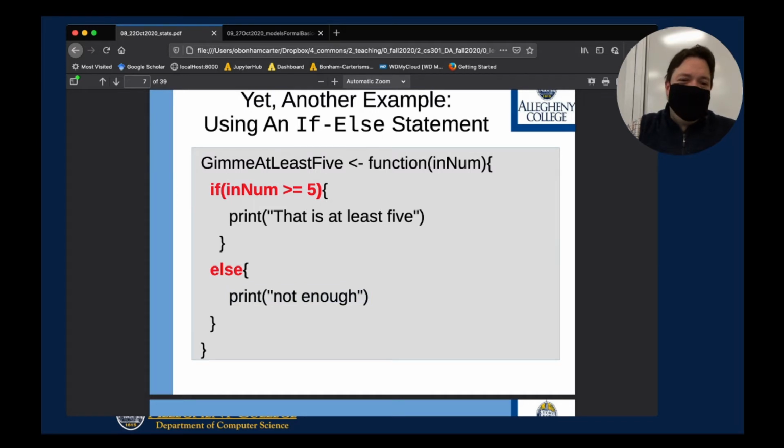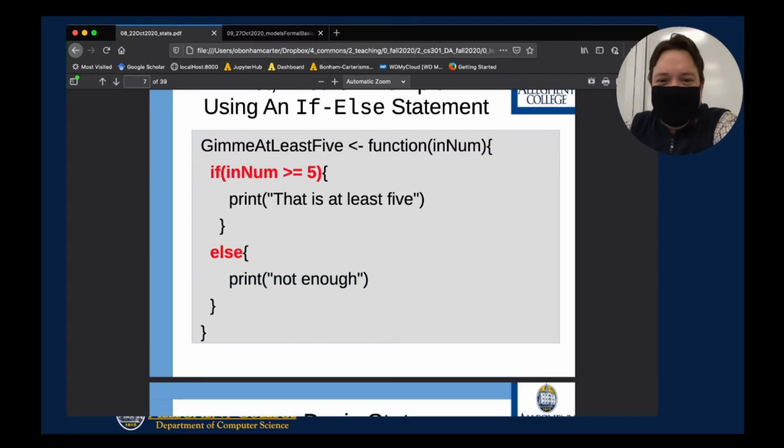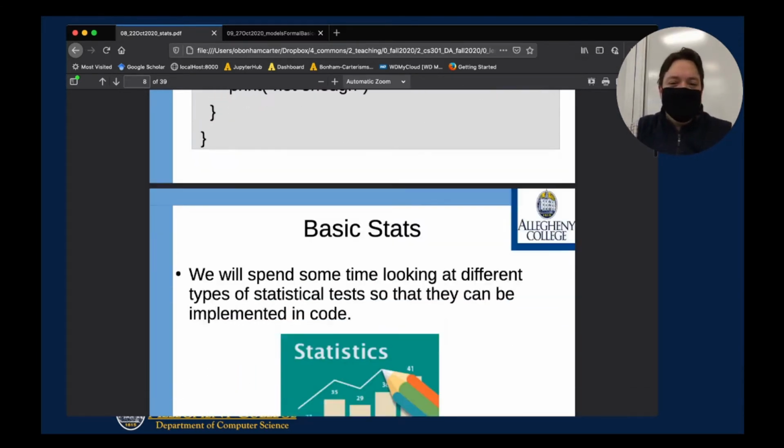So either your function checks this thing, and if that's true, it prints this, and if that's not true, then it will go here. It's one or the other: either it's greater than or equal to 5, or it's less than 5. That's kind of how these functions work. It's all just conditional statements.